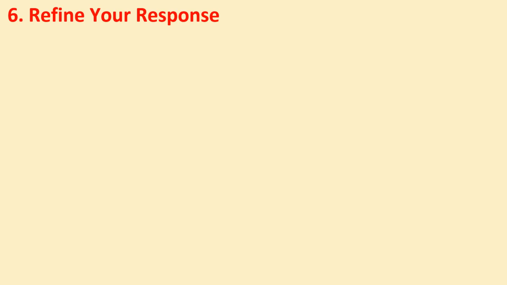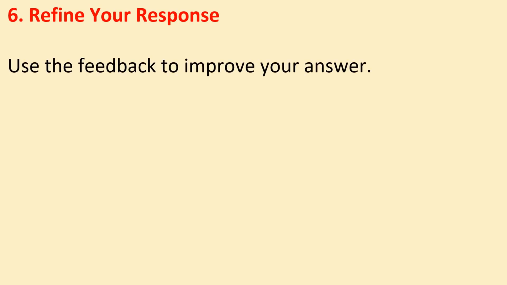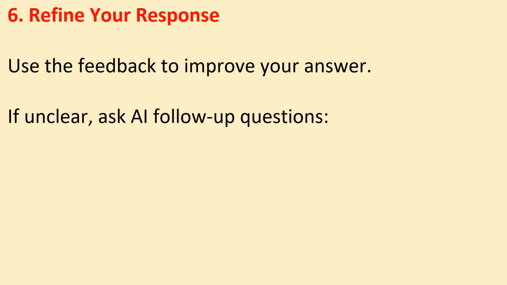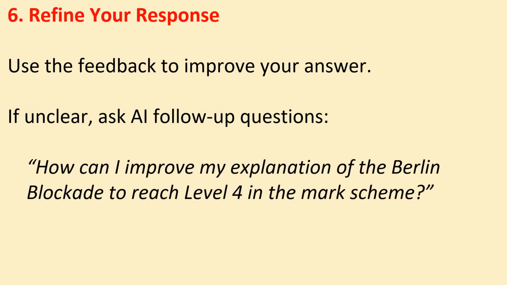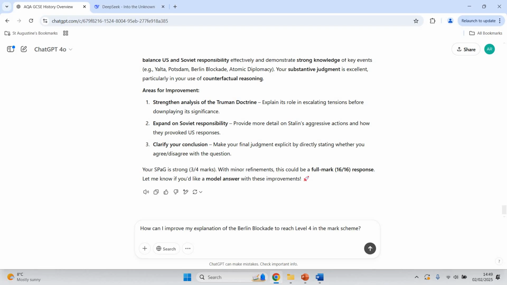Step 6 is to refine your response. We can use the feedback now to improve our answer. If it's unclear, ask AI follow-up questions to aid your understanding. For example, how can I improve my explanation of the Berlin blockade to reach level 4 in the mark scheme? Let's use that prompt now. So I've put that prompt into the chat, and let's see what happens.